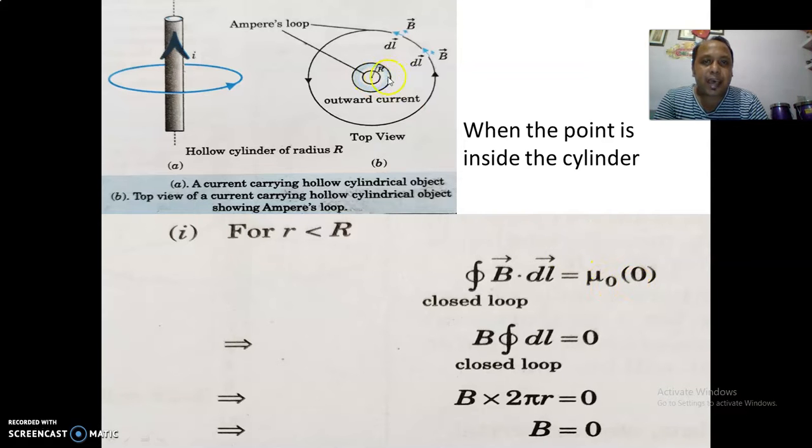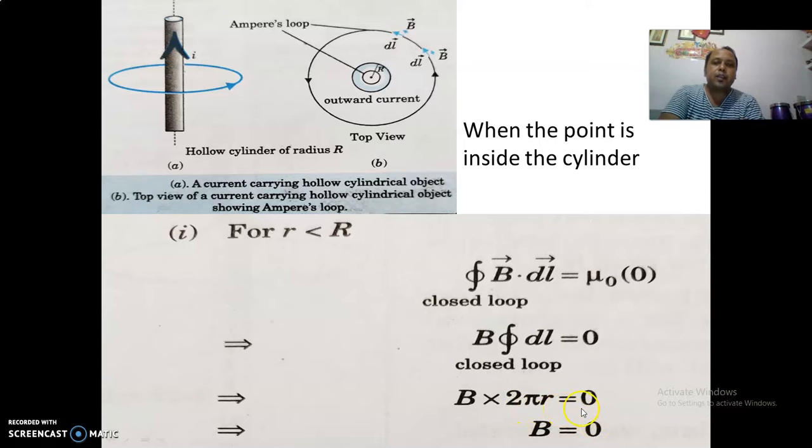Now if we have a magnetic field here, B and dl will have the same direction, so it is the integral of B dl cos 0, and cos 0 is 1, so B comes out, and the integral of dl is 2 pi r. But the right hand side which we are getting is 0 only, mu naught into 0, which is 0. So finally the value of the magnetic field is also 0, because 0 upon 2 pi r is 0.